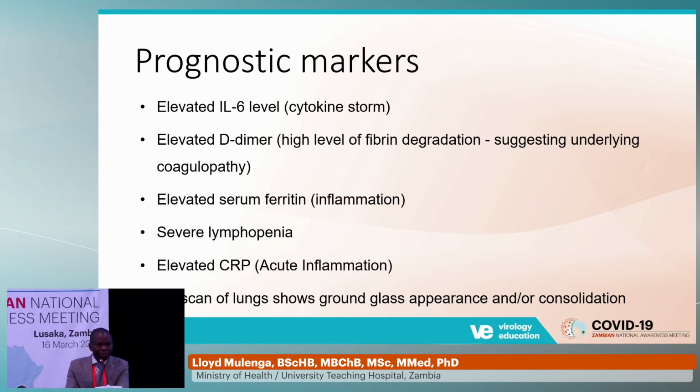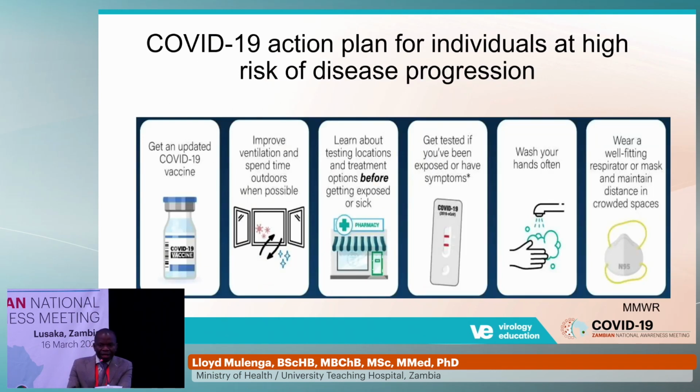The other markers which can be used if you have a patient with COVID-19, especially those that are admitted, as prognostic markers: IL-6, then the D-dimers suggesting any underlying coagulopathy, serum ferritin to look at the inflammatory response, but also lymphopenia is a marker of severe disease, including CRP. And the CT scan of the lungs, even an X-ray, can also show a progression to severe disease and also serve as a prognostic marker. So right now, even if we are not seeing the majority of the cases with severe disease, we need to have a plan, especially for those that are at high risk of progression to severe disease.